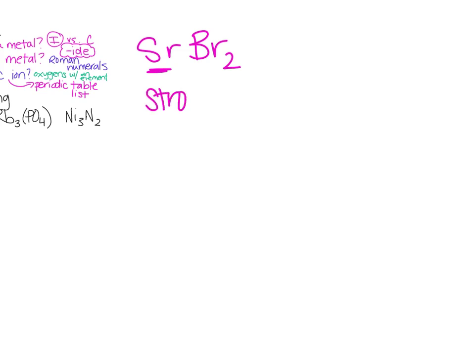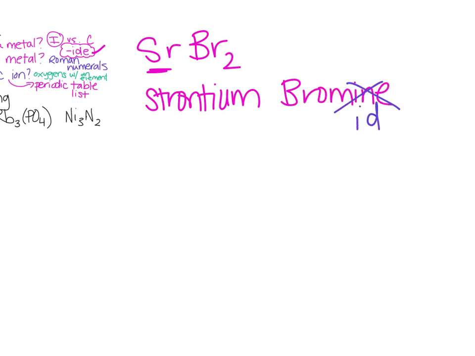We're going to write out strontium. We're done with the metal. Now we're going to ask ourselves that last question. Is there a polyatomic ion? Are there awkward oxygens with an extra element shoved in there? No. So we're just going to name it as is using the "ide" ending. So we're going to have bromine, and instead of bromine, we're going to take that part out and say bromide.